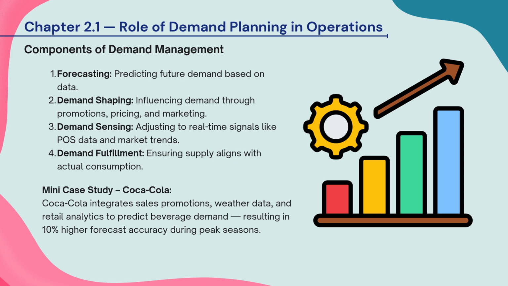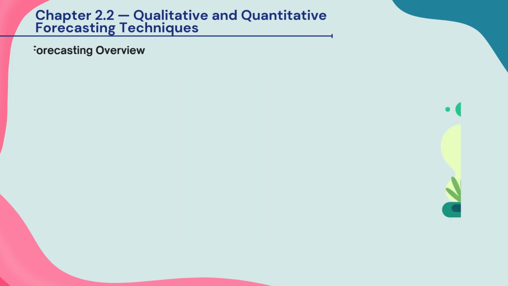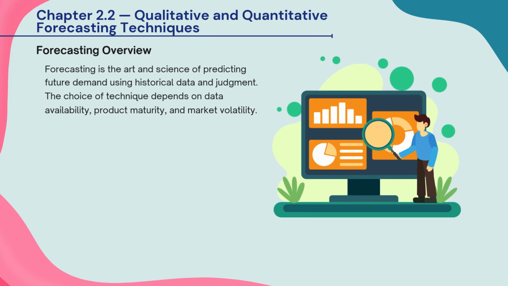For example, Coca-Cola uses weather data, retail analytics, and promotion plans to predict beverage demand, achieving 10% higher forecast accuracy during peak seasons. Forecasting is the process of predicting future demand by combining historical data with expert judgment.